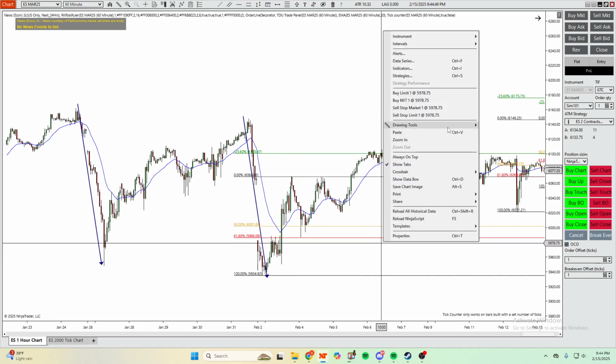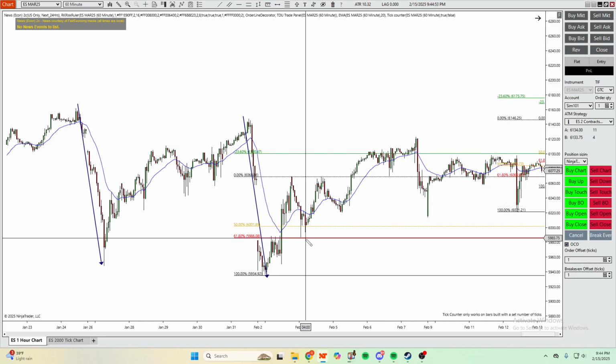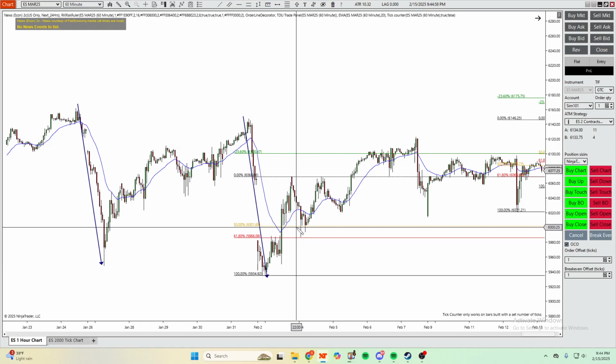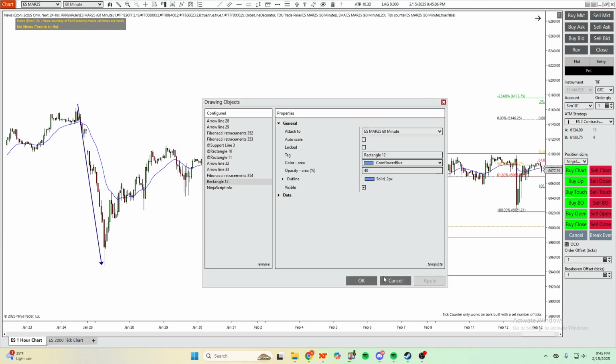Again, I like to use a 50 to 61.8. Taking the trade off of the 61 is going to be a little bit more reward. Taking the trade off the 50 is going to ensure that you don't miss pullbacks that only happen to the 50, because the 50 to 61.8 is a sweet spot. But again, it's really up to you. We draw our 61.8 pullback level. Put this to all charts.